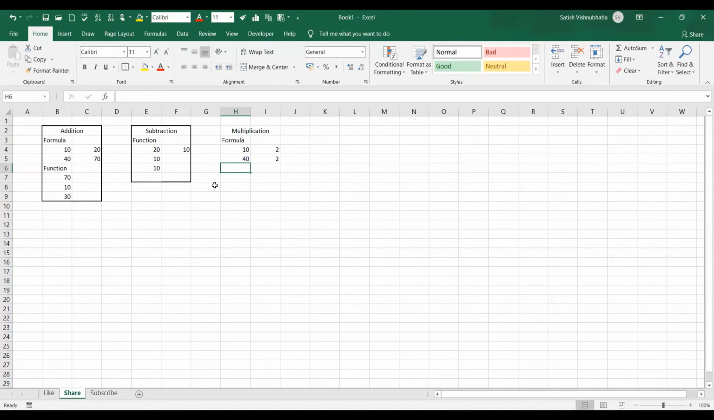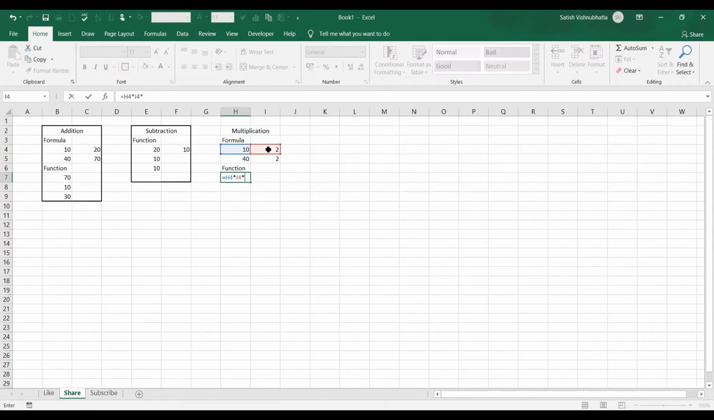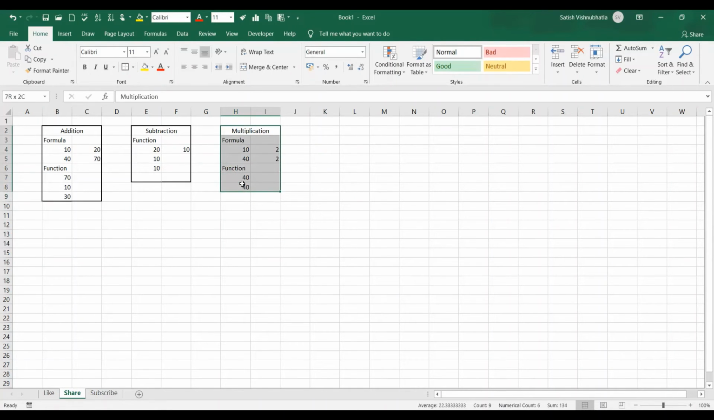Now let me tell you the function. The function is equals to 10 into 2 into 2, I mean the cell references. 40. We get the same answer. Or else we can also do it like this: 10 into 2 into 2. So that's 40. So that is multiplication.